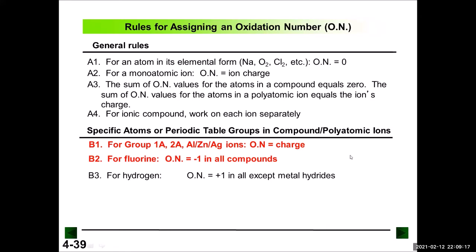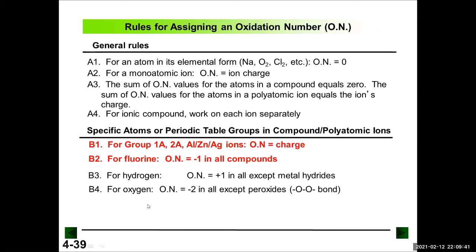The next is dealing with oxygen. Oxygen is normally -2 because of its high electron activity, except when oxygen forms a bond with fluorine, or in peroxide compounds, such as when two oxygens form a single bond between them.